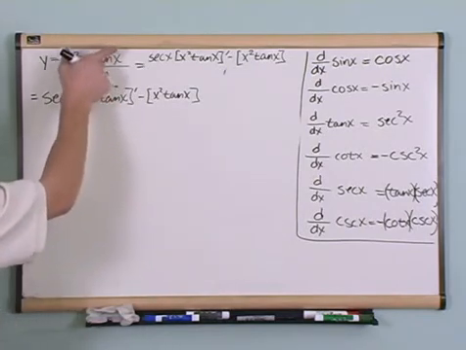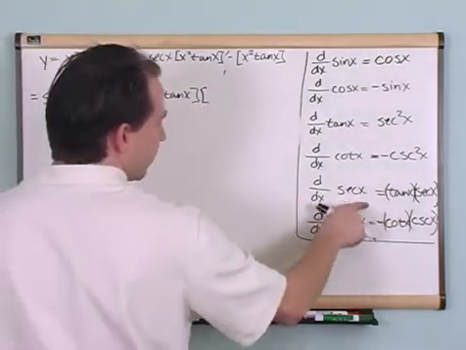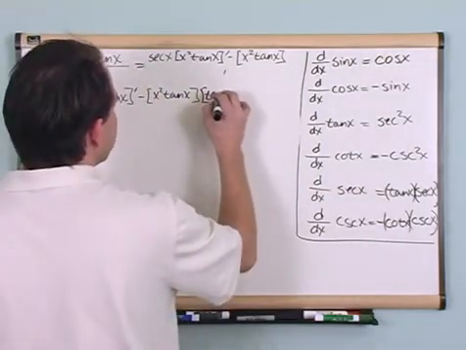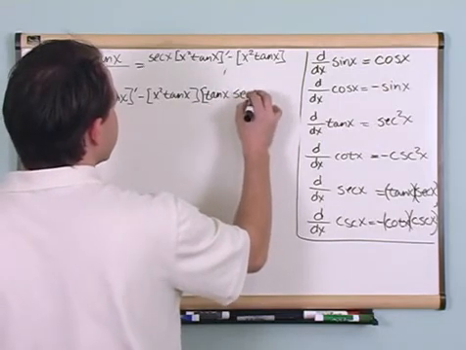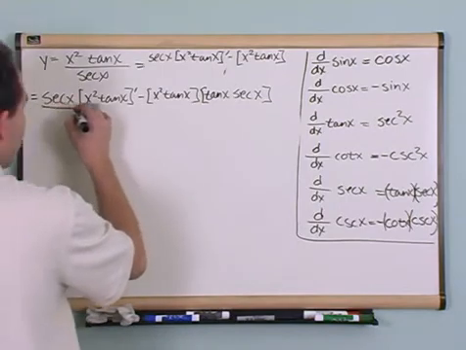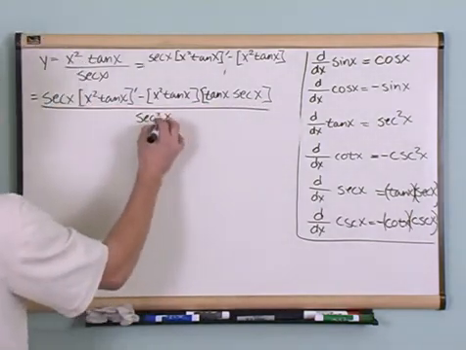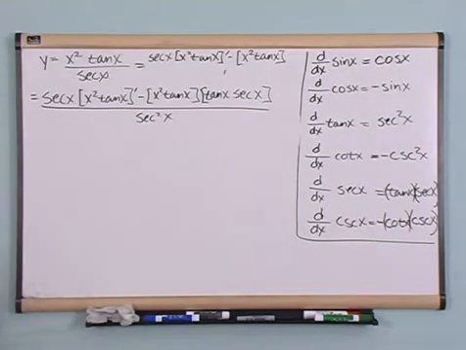Bottom times the derivative of top minus top times the derivative of the bottom. So I've got to take the derivative of secant, which gives me tangent times secant. Tangent of x times secant of x, which is given right here. Okay? And then I've got to take the whole thing and divide it by the bottom squared. Secant squared. Okay?